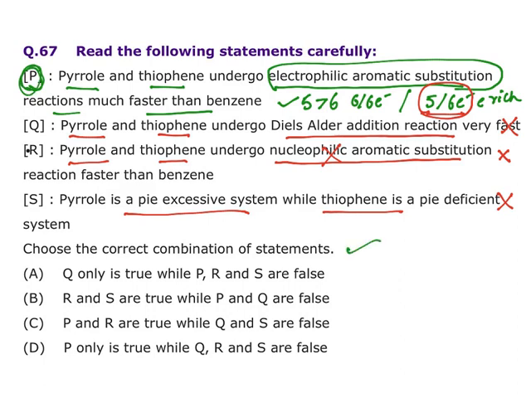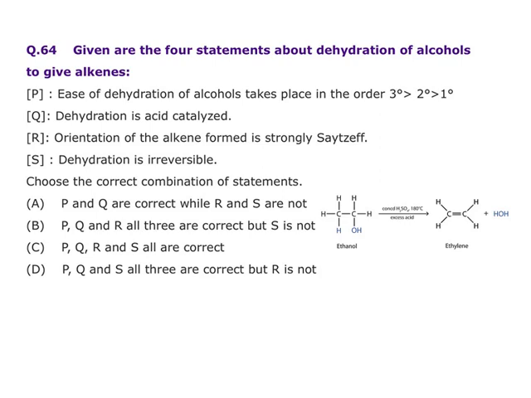Now you need to write the combination. See, P only is true while Q, R, S are false. So this is the answer. Moving to the next one.